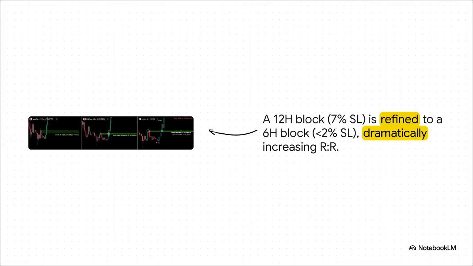And this is where the magic happens. Look at this. On the left, a trade on that raw 12-hour block might need a 7% stop loss. That's a huge risk. But by refining it down to a razor-sharp 6-hour level on the right, that stop shrinks to under 2%. You literally cut your risk by more than 2/3, which sends your potential reward through the roof. This is how you get those incredible risk-to-reward trades.